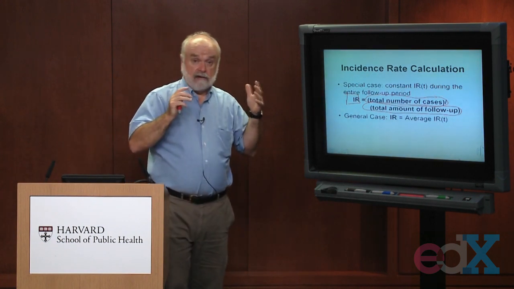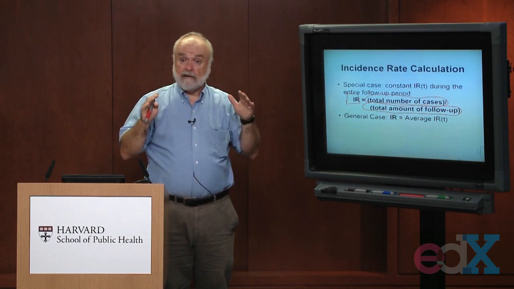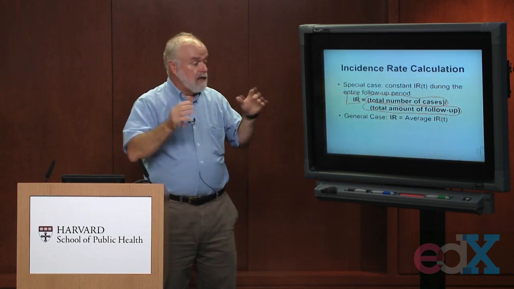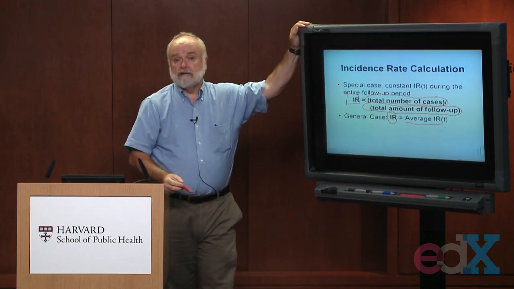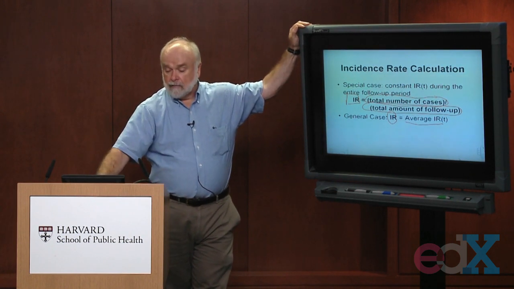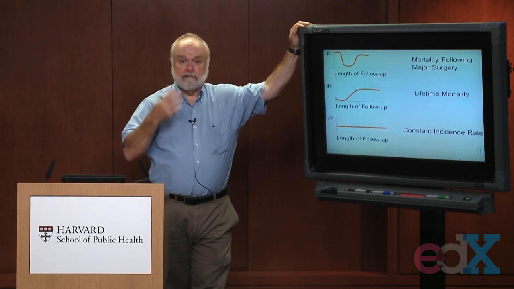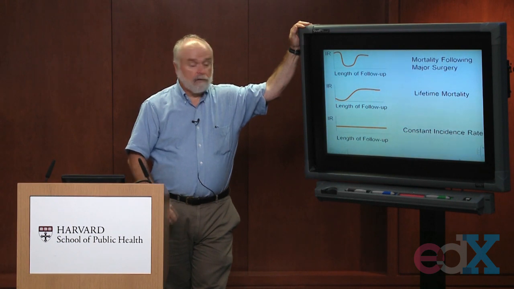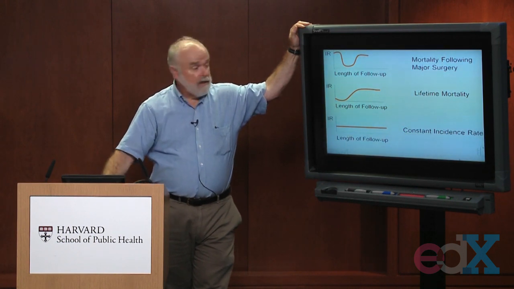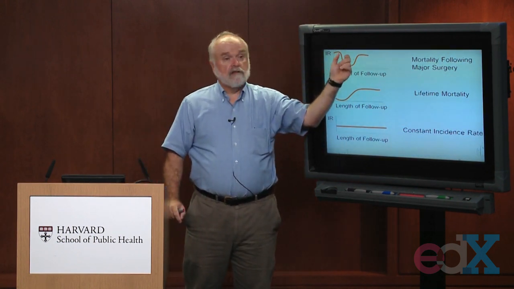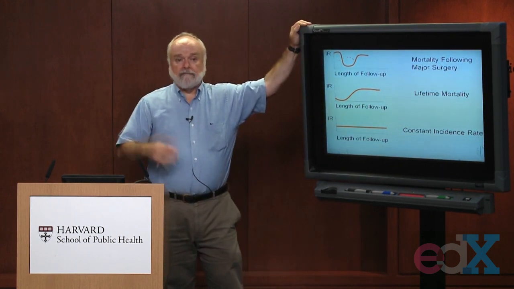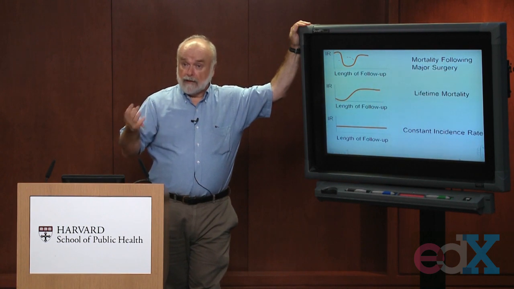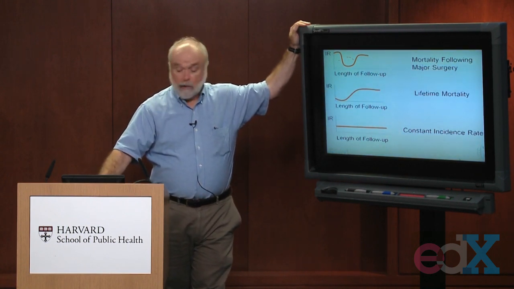If, on the other hand, the incidence rate function is not flat, say the first case or the second case, this single number, the incidence rate, is going to be an average of the different incidence rates that exist at different periods of time. So, for example, going back to those three diagrams I gave you, if you calculated a single incidence rate from data derived from following people after they underwent a serious type of surgery, you're going to come up with one number.